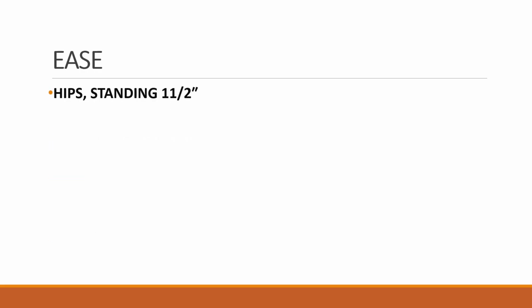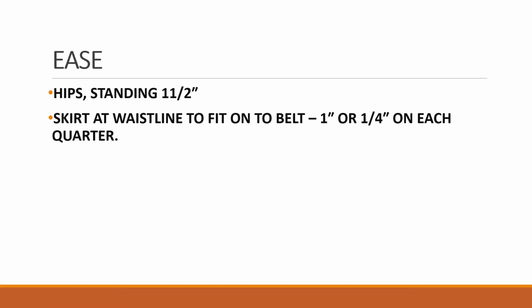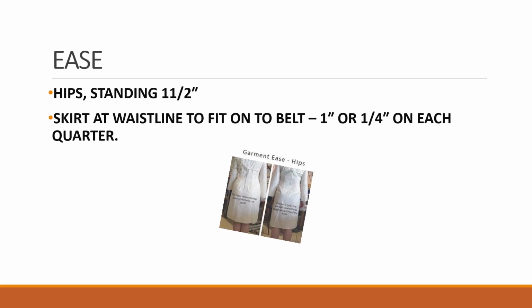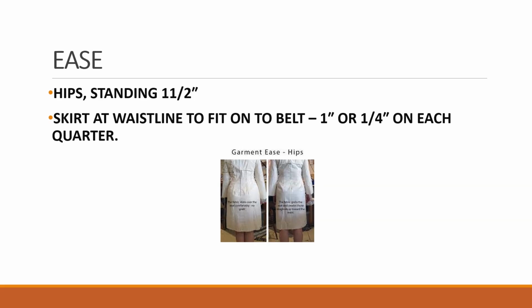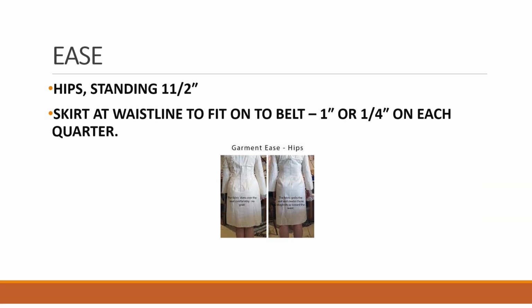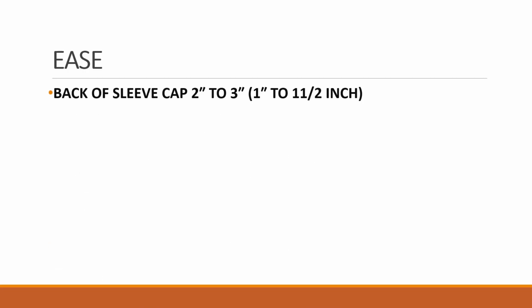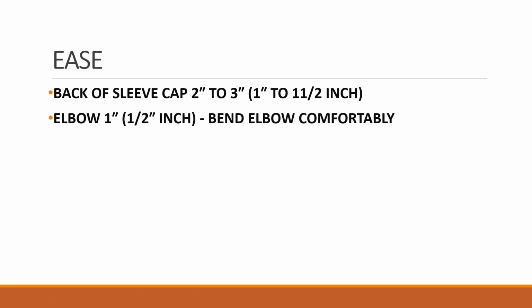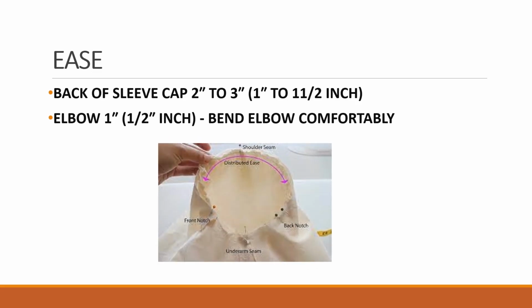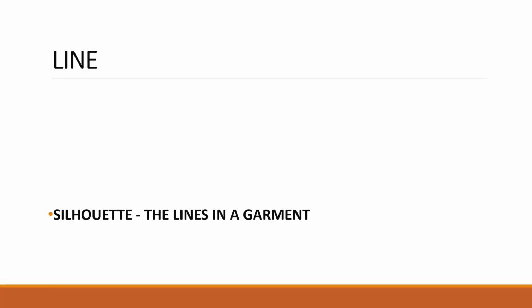Now the same thing is applied for hips standing 1½ inch, then skirts at waistline to fit on the belt 1 inch or 1/4 inch on each quarter. So that is the way skirts are also measured, or tolerances are given in the hips and the standing positions. Ease talks about the back of the sleeve cap 2 inch to 3 inch tolerance, elbow 1 inch, bend below comfortably as shown in the figure. So these are the different areas of the body where the ease properties are mentioned.